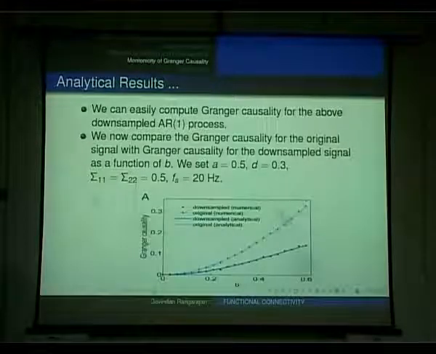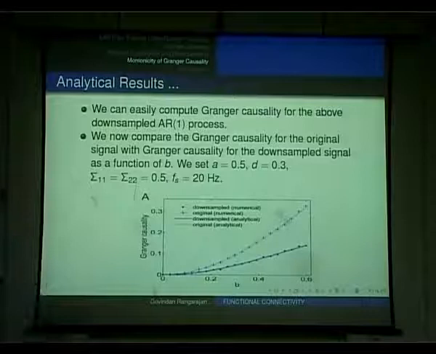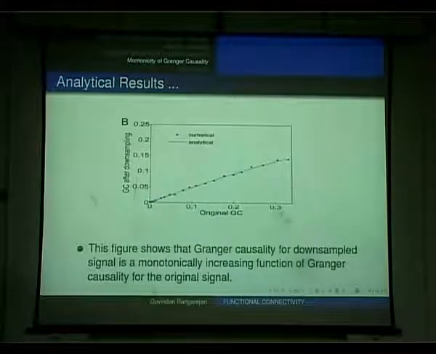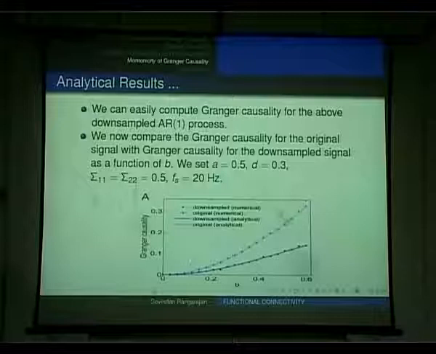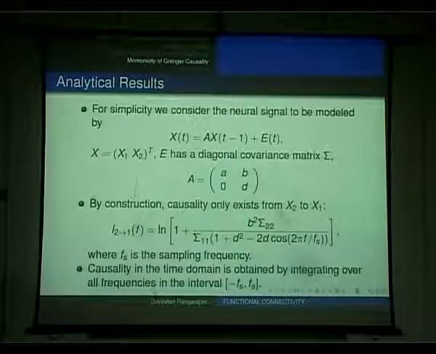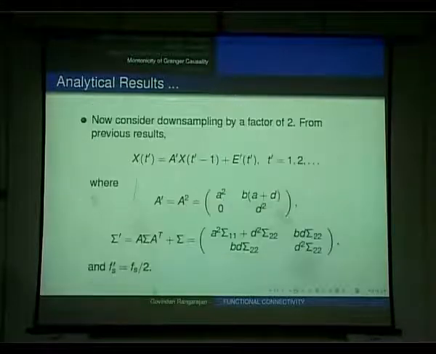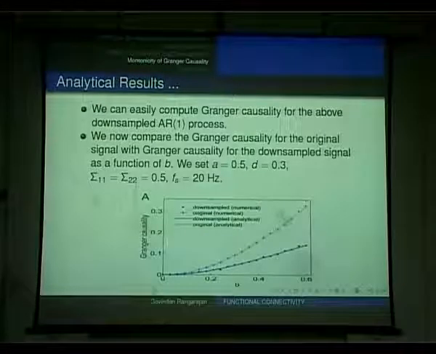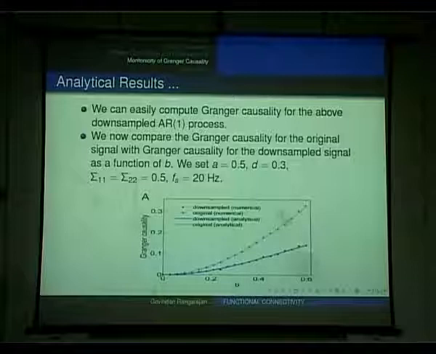Again, we go through the math, and you get an analytical expression in this case for granger causality after downsampling by a factor of 2. Rather than exhibiting the full expression, I've just shown you a graph here. The original signal is this. The parameter b appears in this expression. As b increases, the granger causality increases, and if b is 0, granger causality goes to 0, since that is the off diagonal term. So as b increases, in the original signal without downsampling, of course, the granger causality increases. But even after downsampling, even though the change is different, it still increases.